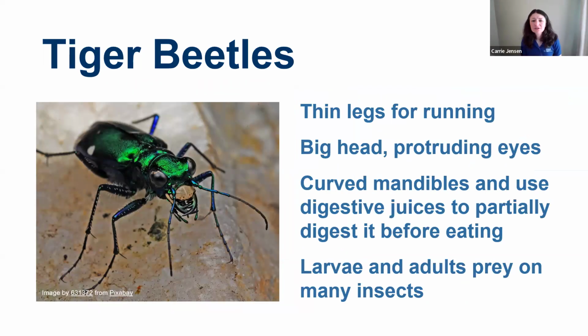Tiger beetles are another one to look for. They have really skinny little legs, a big body, a big head, and big protruding eyes. And those mandibles, man, if nothing else says predator, it should be that, right? They're out there hunting all kinds of different insects, and they spit out digestive juices to partially digest their food before they eat it. We'll go into a lot of gory details on how insects eat during this presentation, so sorry if you're eating your lunch, but it's kind of fun. Both larvae and adults prey on many insects. So if you see these guys, keep them.